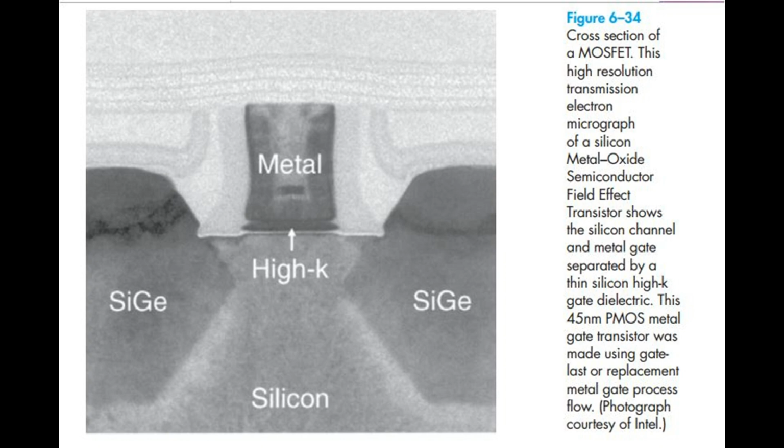Figure 634. Cross-section of a metal oxide semiconductor field effect transistor. This high-resolution transmission electron micrograph of a silicon metal oxide semiconductor field effect transistor shows the silicon channel and metal gate separated by a thin silicon high-K gate dielectric. This 45 nanometer PMOS metal gate transistor was made using gate last or replacement metal gate process flow.